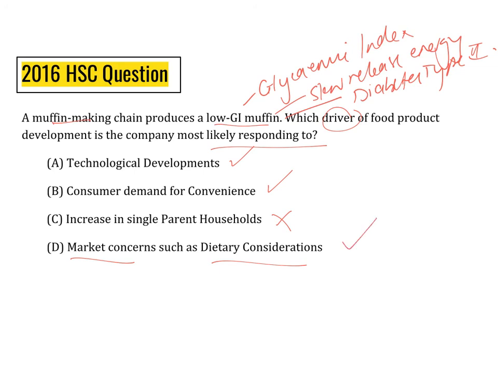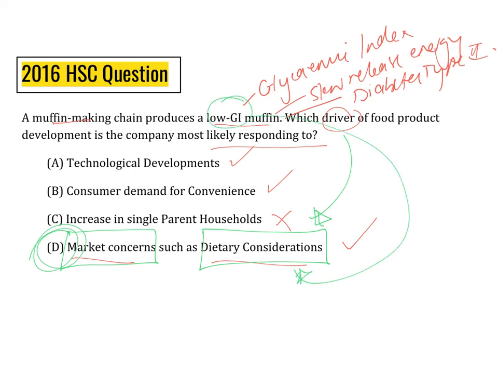So having a look here, we need to determine what the best answer is. Now, the syllabus says specifically, market concerns for dietary considerations is a driver for food product development. So we can say that that is the best answer, and it does link to the fact that the muffin is low GI, which would help people who have diabetes type 2.